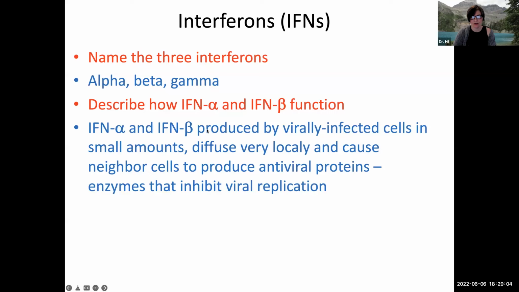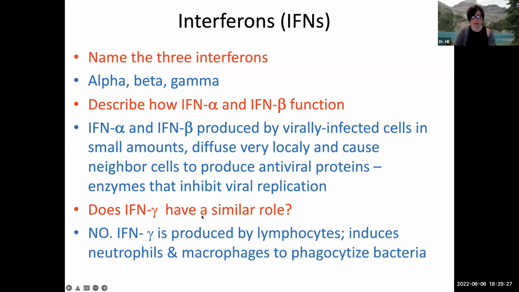These two interferons are produced when a cell is already infected with a virus. And they're secreted locally, and they go basically door to door, knocking on all the neighboring cells to warn any cells that have not yet been infected to protect themselves. On the other hand, interferon gamma does something quite different. It's produced by the adaptive immune response in order to increase the phagocytic ability of macrophages and neutrophils.